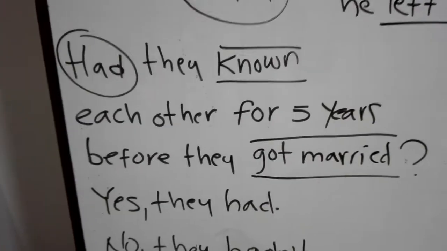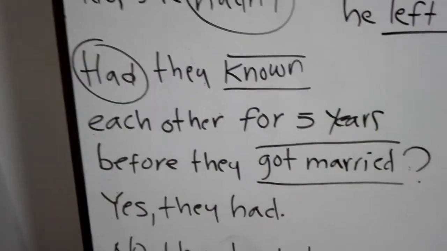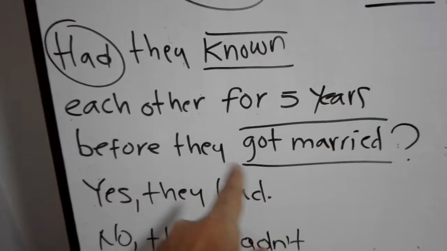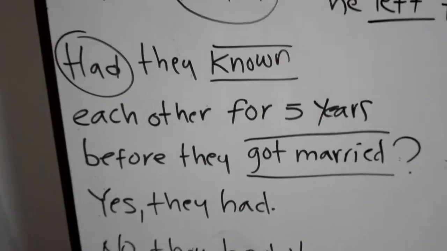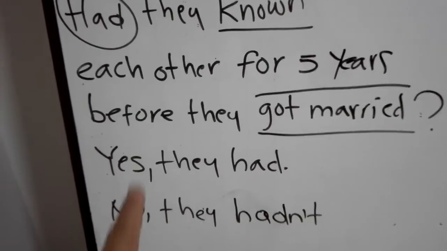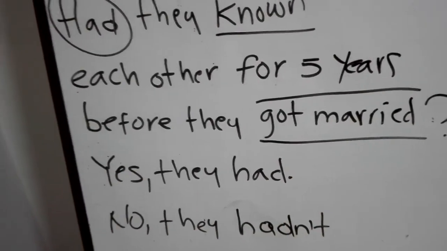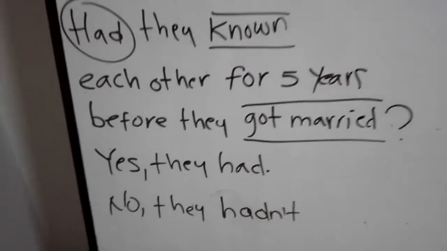Okay, now let's continue with the next question. Had they known, okay, past perfect, had they known each other for 5 years before they got married? Here, past simple, okay? Yes, they had, if the answer is affirmative. Or, no, they hadn't, if the answer is negative, okay? So, this is it. This is past perfect.